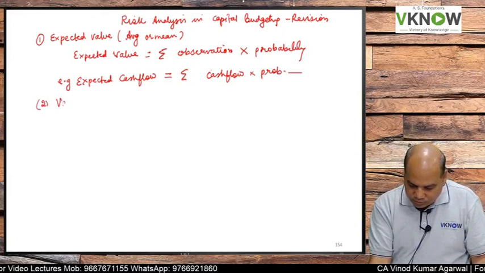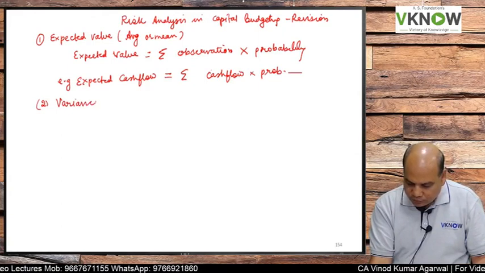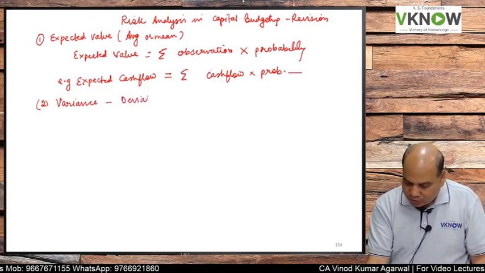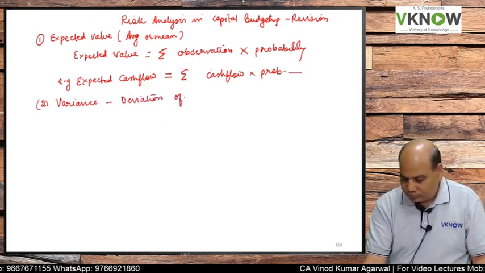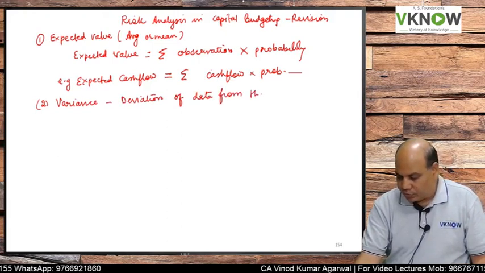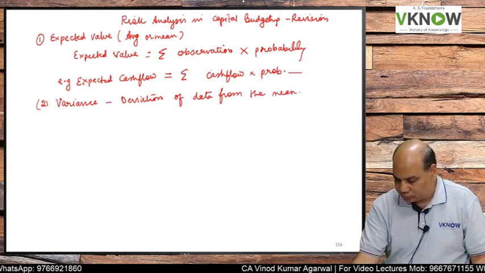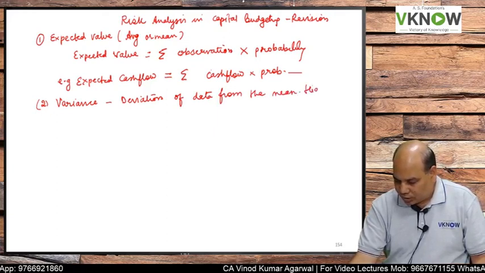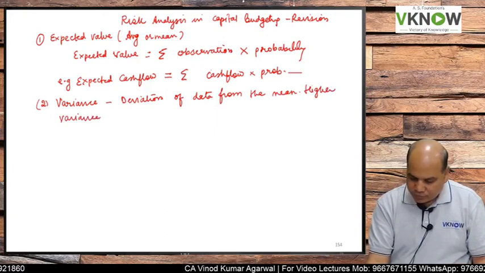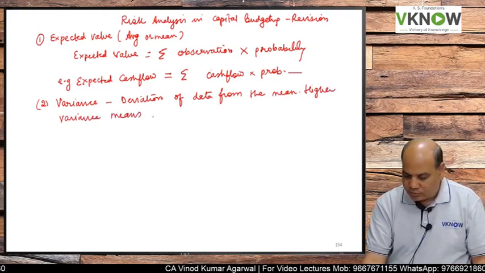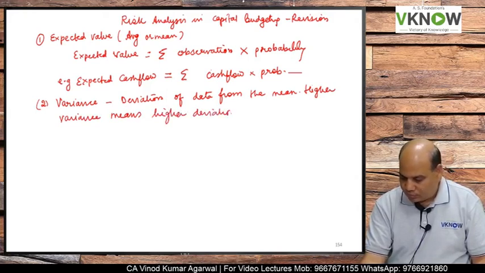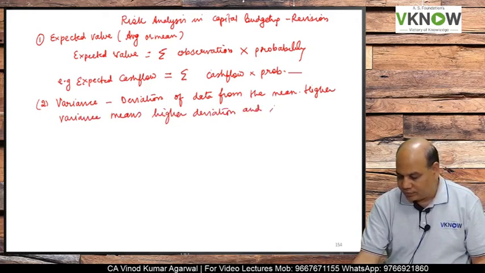Then we have seen the formula of variance. Variance means deviation of data from the mean. Higher variance means higher deviation and higher risk.